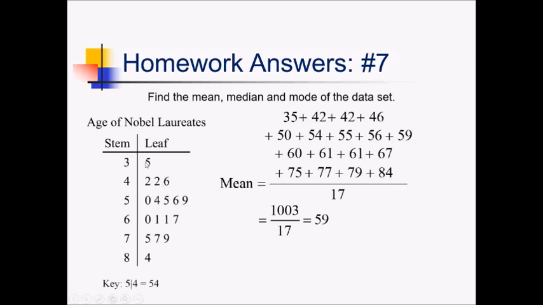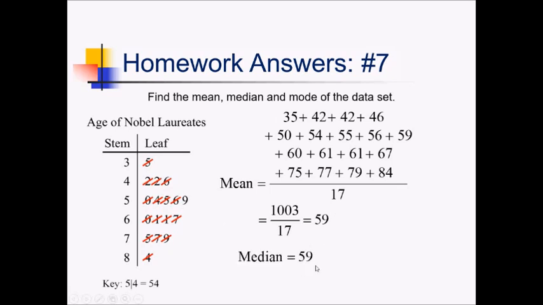So we've got the 35 and the 84 getting crossed off at the same time. And we have 42 and 79, 42 and 77, 46 and 75. Next we have 50 and 67, 54 and 61, 55 and another of those 61s. And then finally we have 56 and 60. That leaves us with this middle item of 59. And since that's the only middle item, then that is the median. So it ends up being the same as the mean.